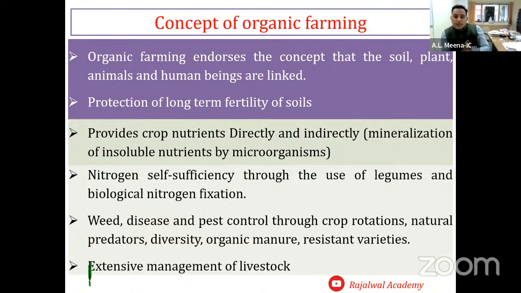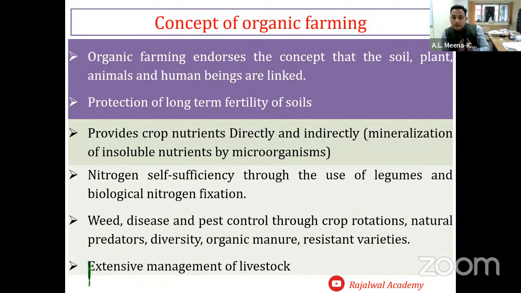Then nitrogen self-sufficiency through the use of legumes and biological nitrogen fixation. In case of organic farming, we are using the crop cycles. We are using the pulses along with our cereals and other crops. So through the nitrogen fixation, we can attain nitrogen self-sufficiency in organic farming.